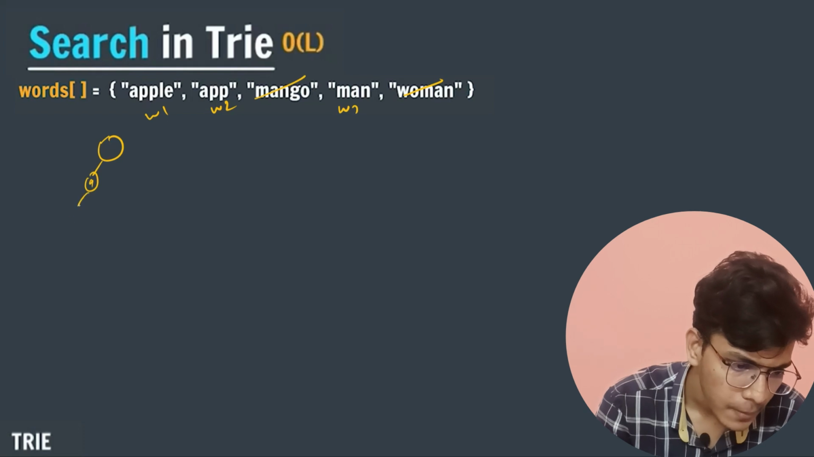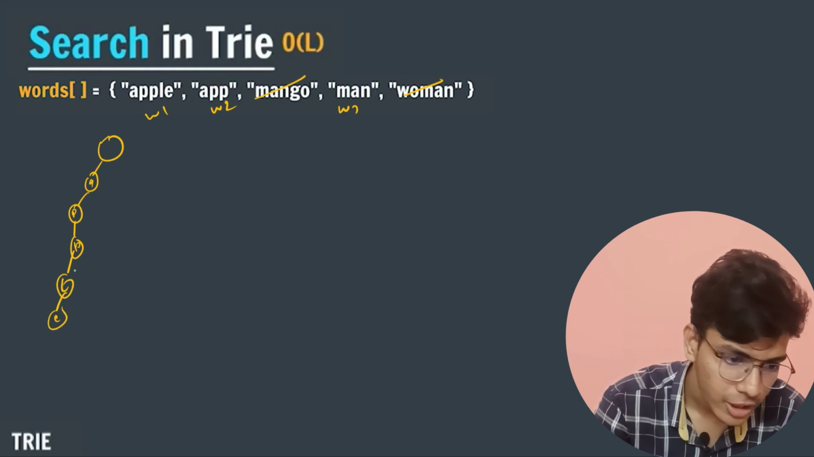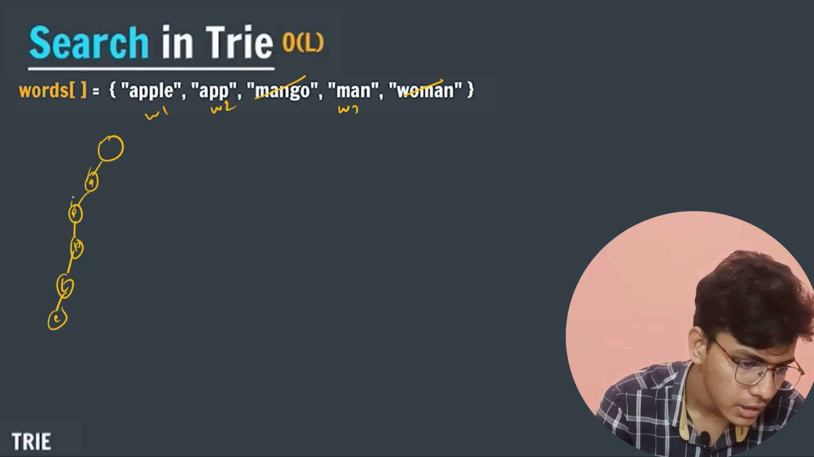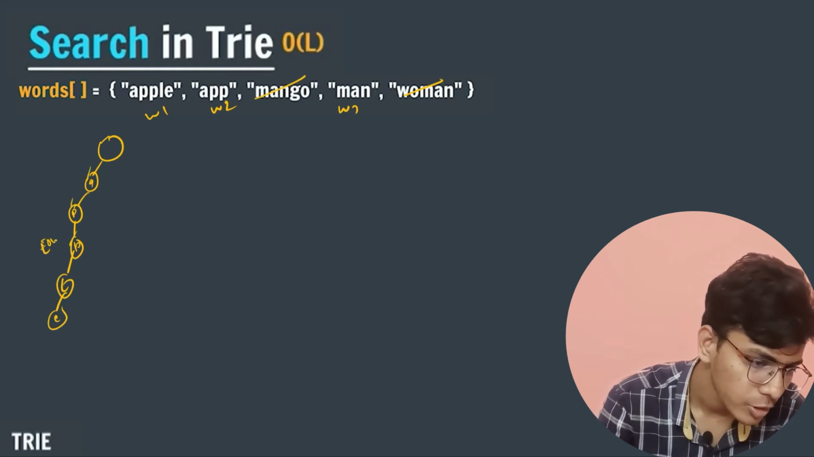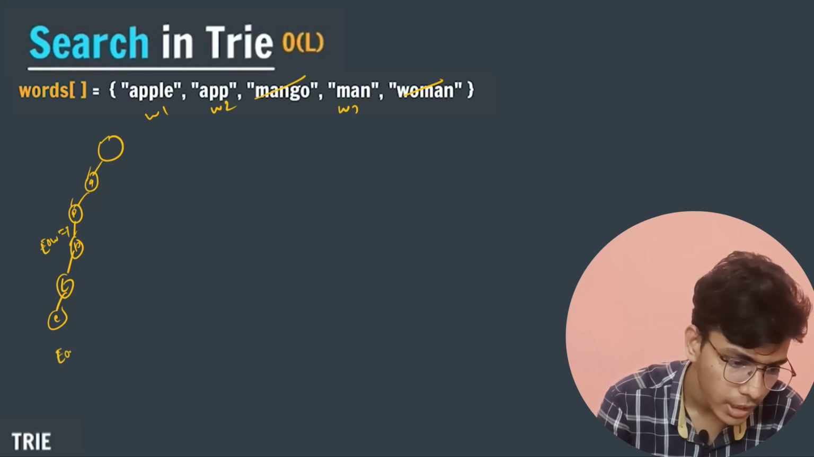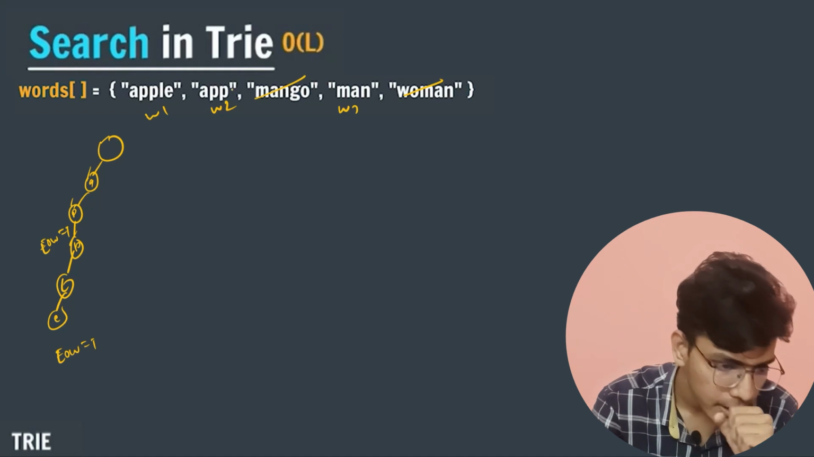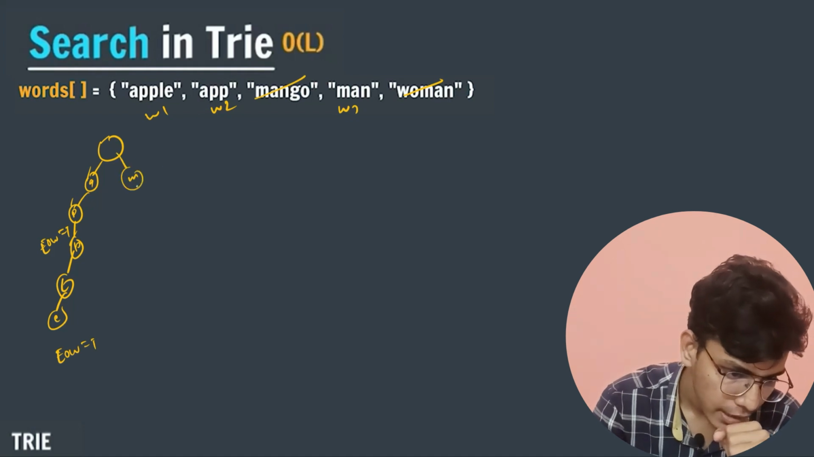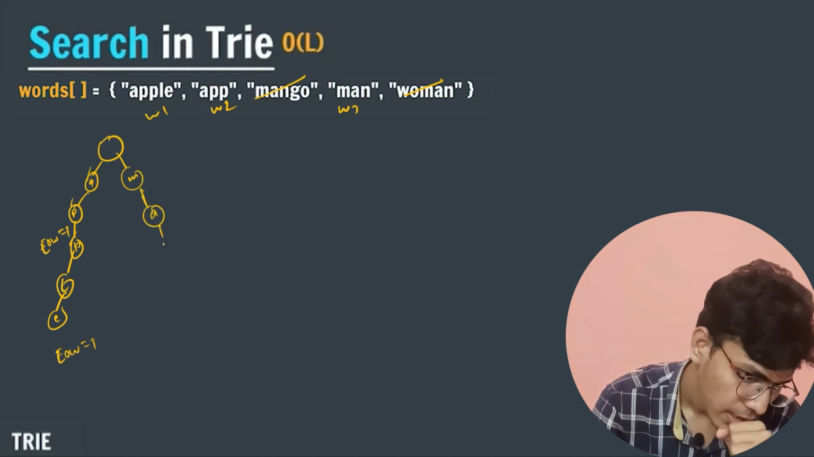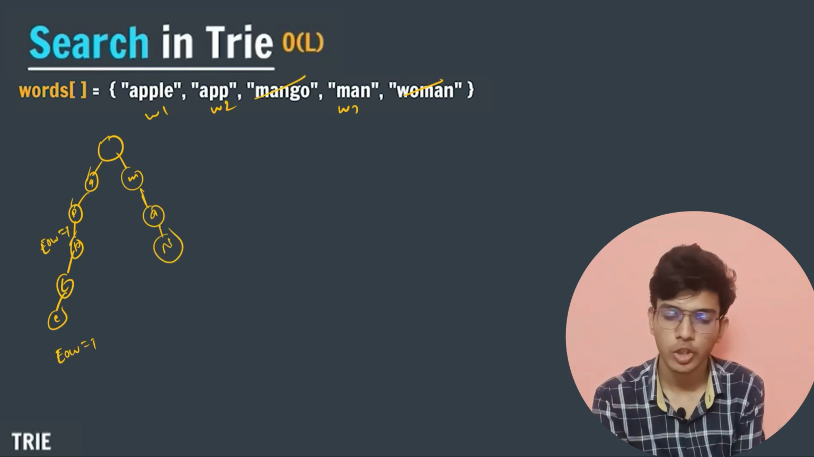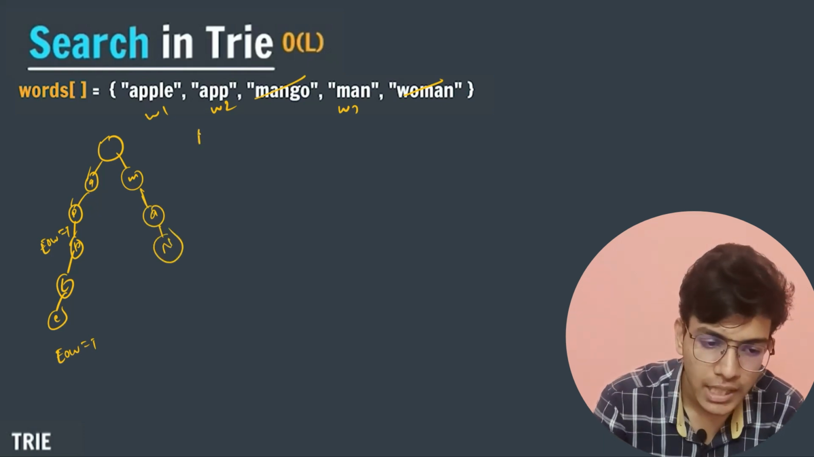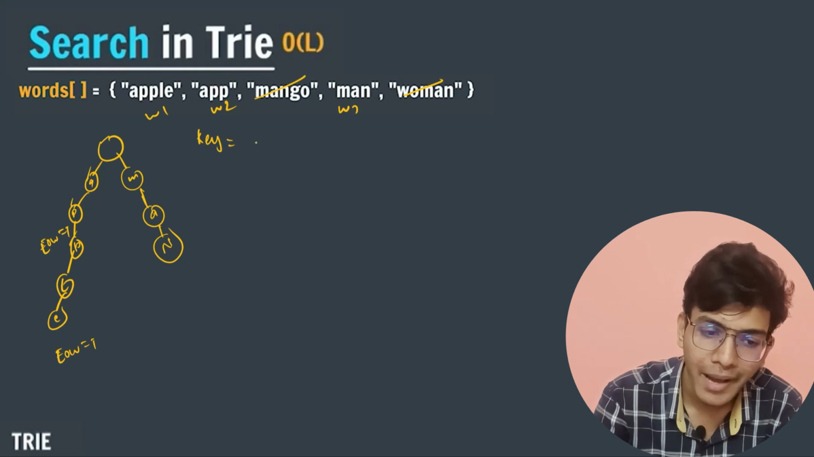A, P, P, L, E, and after that my second word is already existing here, so end of word here becomes true. After that, here also end of word will become true. Now word 1 is completed, word 2 is completed. Now word 3 will be M, A, N. Now this is my whole trie structure. Now let us consider that the user has given me key equals man.